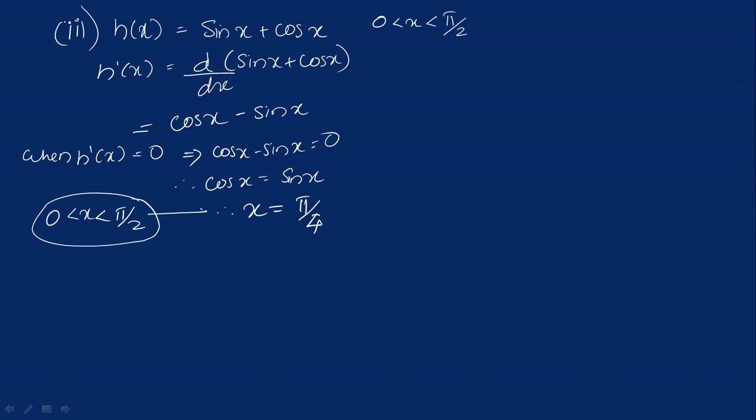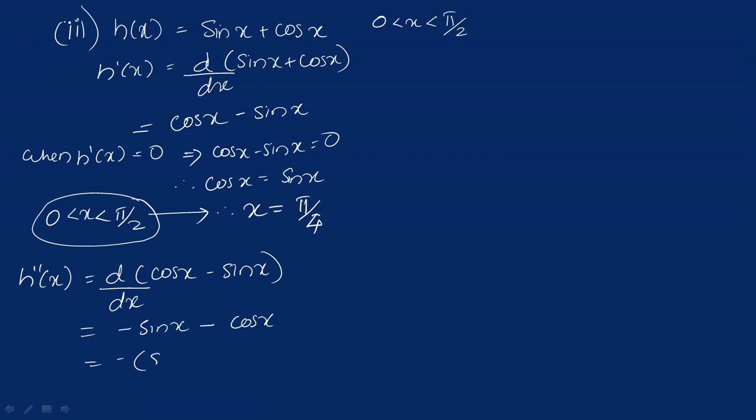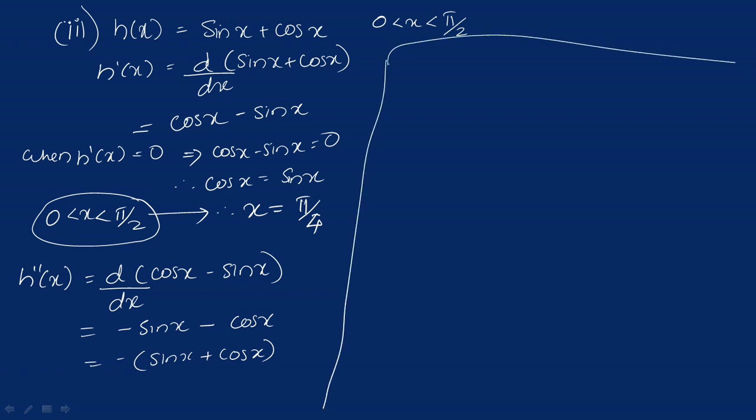Now we will be finding h double dash of x, that is d by dx of cos x minus sin x. d by dx of cos x is minus sin x, and d by dx of minus sin x is minus cos x. So we take the minus outside: h double dash of x is minus of sin x plus cos x.